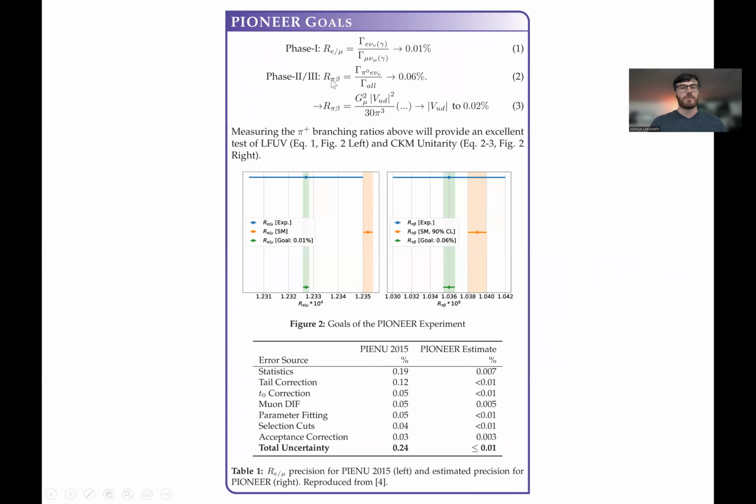R_e/mu in phase one and R_pi-beta in phase two, is summed up basically in this figure. So we think that we will be able to shrink our experimental error bars to be on par with theoretical predictions, which would potentially give us a lot of discovery power in this space compared to the previous generation experimental values, which you can see sort of here in blue.